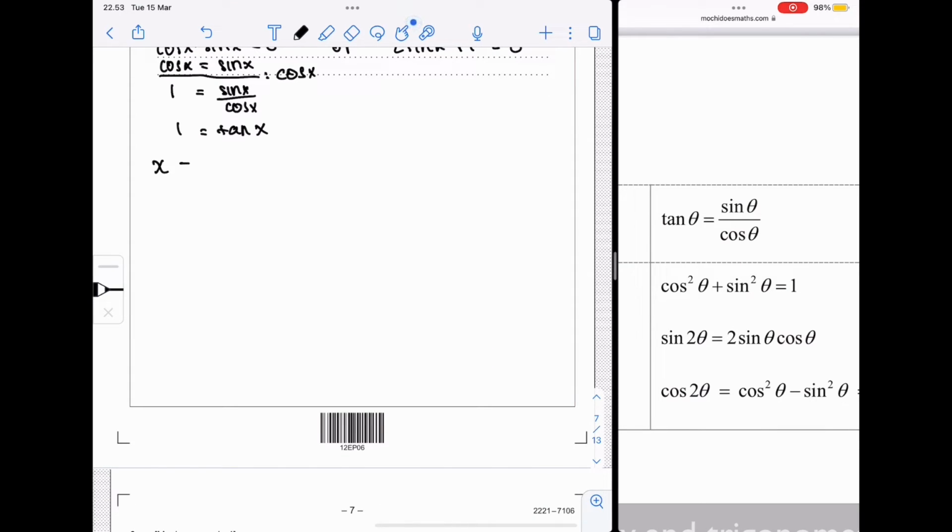if you do remember, x will be pi over 4 from the first quadrant here, and also it might be from the third quadrant. For the second one, that will be pi plus angle. If your first angle is pi over 4, then this will be pi plus pi over 4, which is 5 pi over 4.